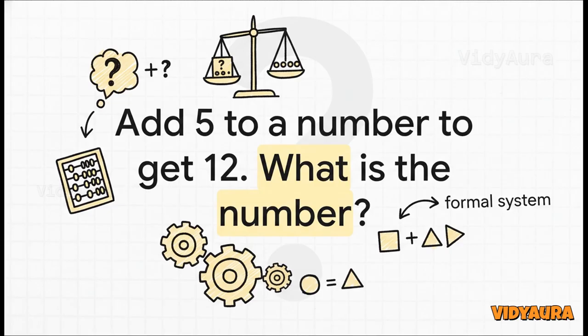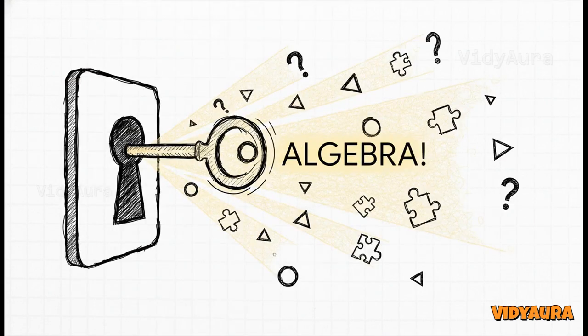I'm thinking of a number. If you add 5 to it, you get 12. Go on, what's my number? You probably got it already, right? But what if I told you there's this super powerful system for solving exactly this kind of problem, no matter how tricky it gets? And that's it.